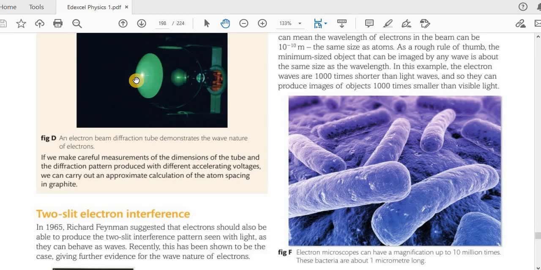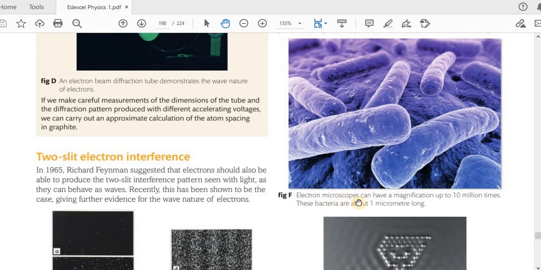400 to 700 nanometers is the wavelength of visible light. An electron microscope can have a magnification of up to 10 million times. You have the light microscope and the electron microscope. Now we are talking about the electron microscope. So you can see the electron microscope can have a magnification up to 10 million times.